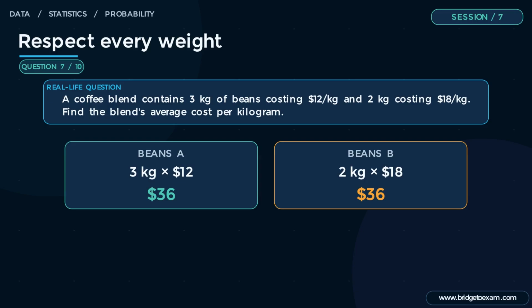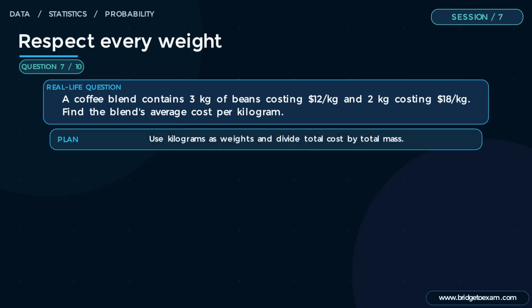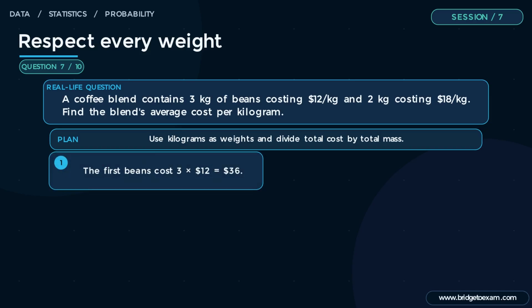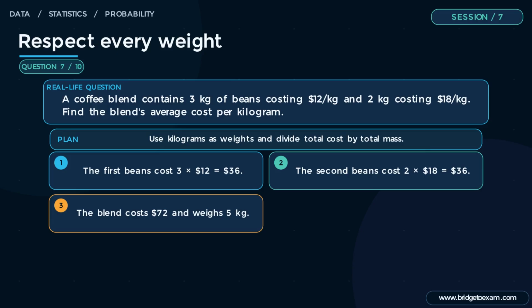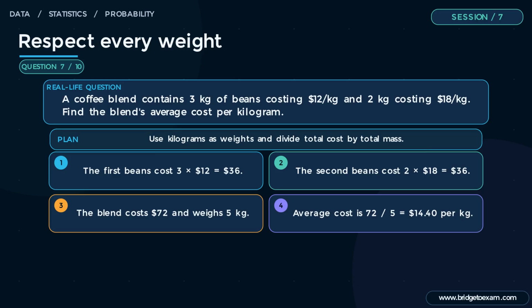The comparison places both cases on the same scale. Plan. Use kilograms as weights and divide total cost by total mass. Step 1. The first beans cost 3 times $12 equals $36. Step 2. The second beans cost 2 times $18 equals $36. Step 3. The blend costs $72 and weighs 5 kilograms. Step 4. Average cost is 72 divided by 5 equals $14.40 per kg.